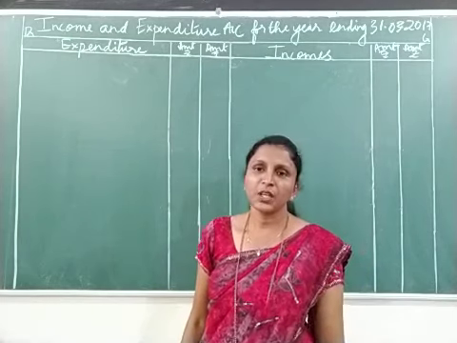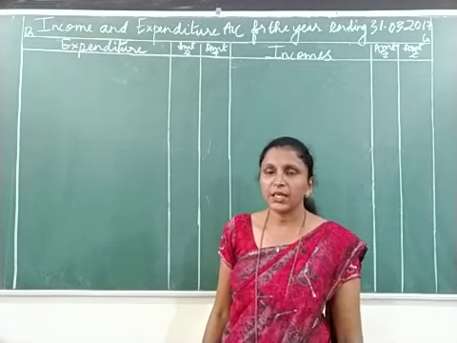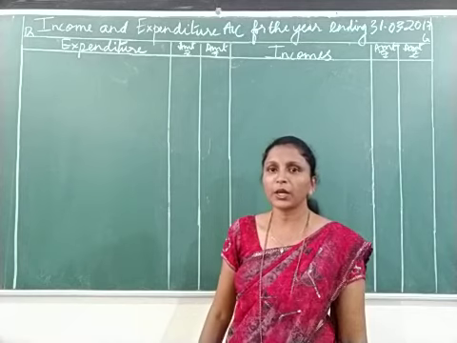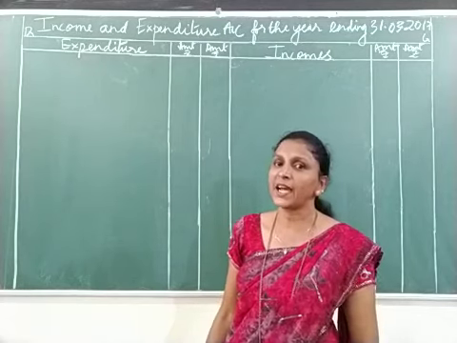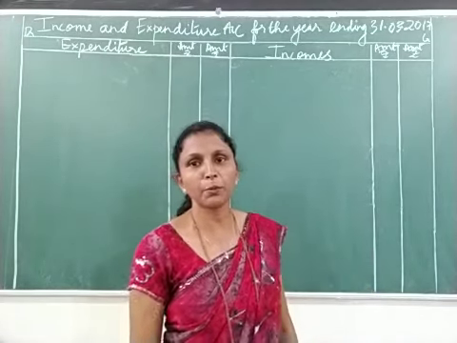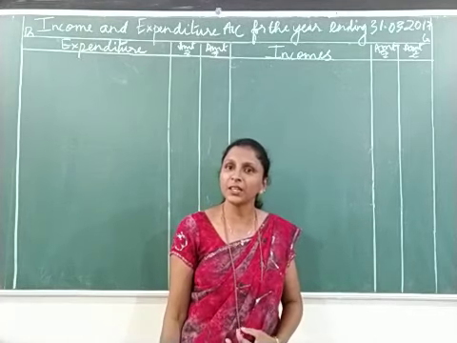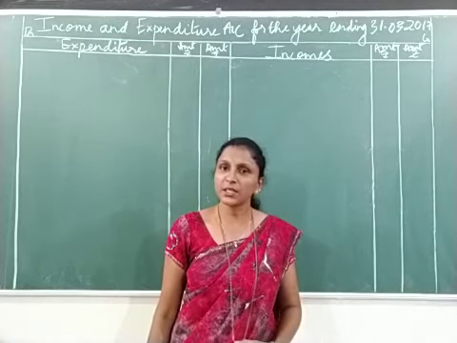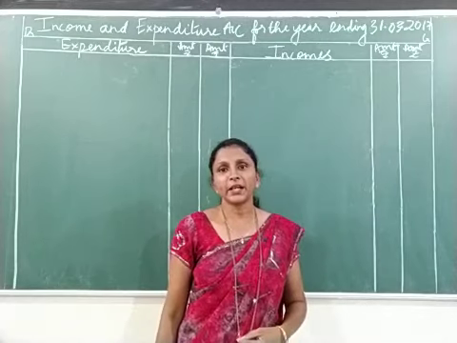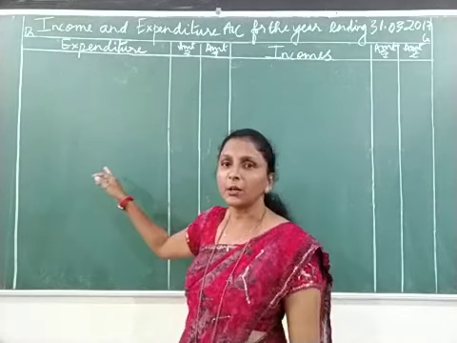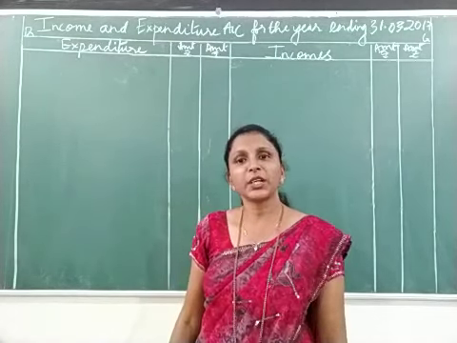So see this. What's the first item? Subscription. Is it a revenue item or capital item? Subscription means the annual fee received by a non-profit organisation from its members. Every year it is received. So it is a revenue item and it has to go to the income and expenditure account. So it is a receipt.